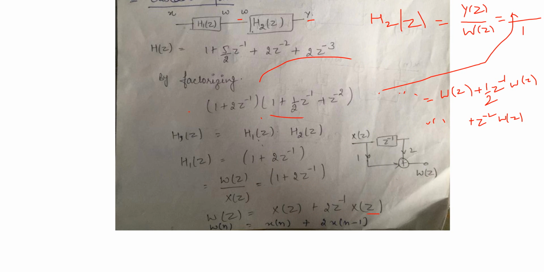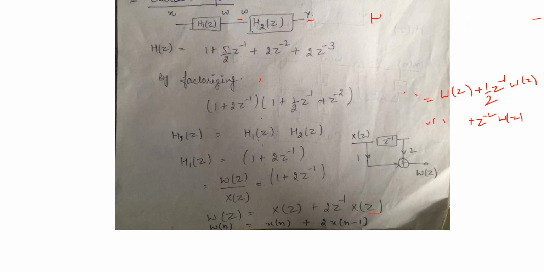Okay, what will be the structure of this equation? Here is y of z, clear, that is equal to w of z plus 1 by 2 z inverse of w of z plus z inverse of w of z. Now this is h1 of z. Now you will draw h2 of z.